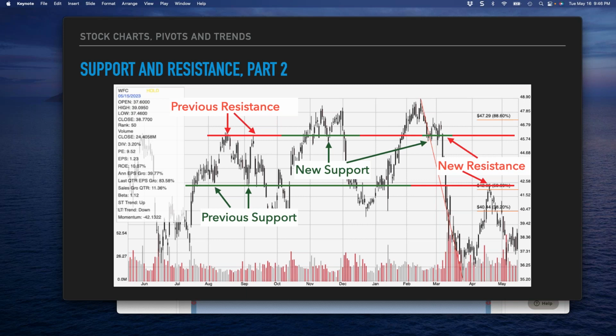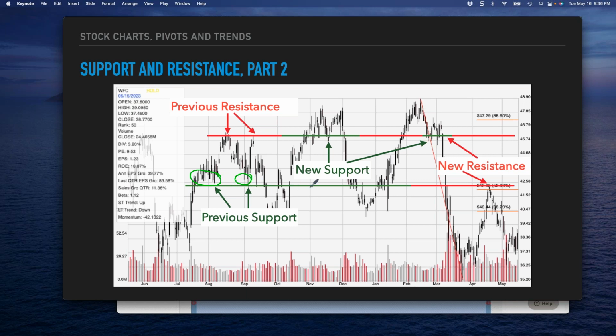Let me get my drawing tool again, I apologize. Change my color to make this a little bit easier to see. See where the stock used this level as support on a couple of different occasions. In August, again in September.